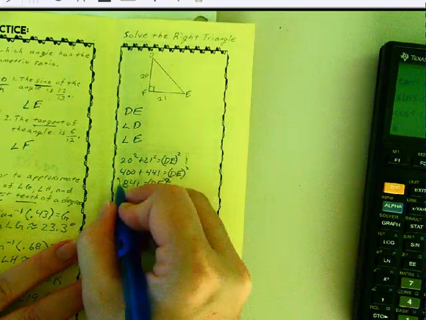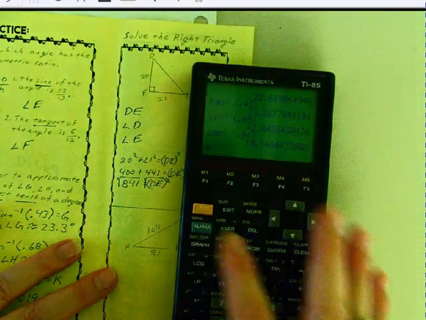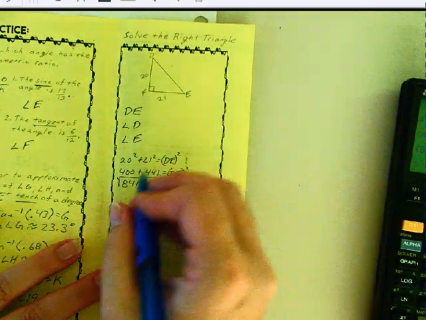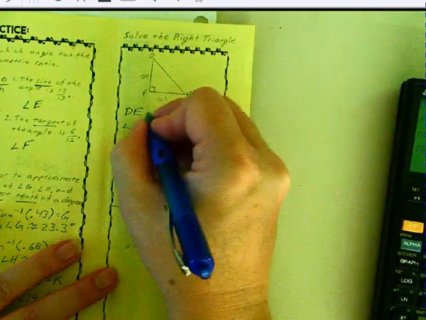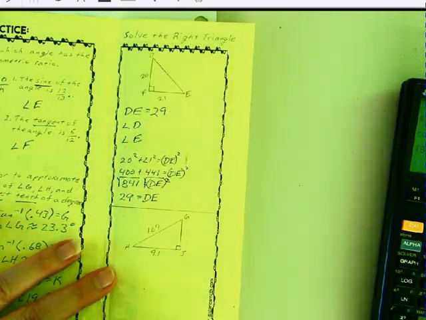So I get 841 equals DE squared. So now I have to take the square root of both sides. So the square root of 841, I get 29. So 29 equals DE. So I'm going to put that up here. And that was an exact answer. I didn't round, so I put equals.